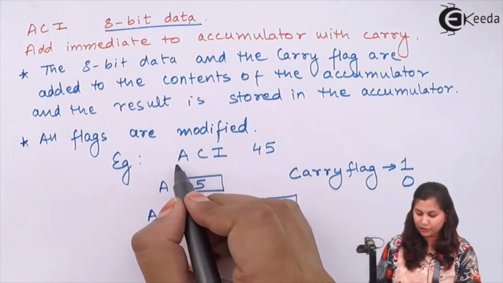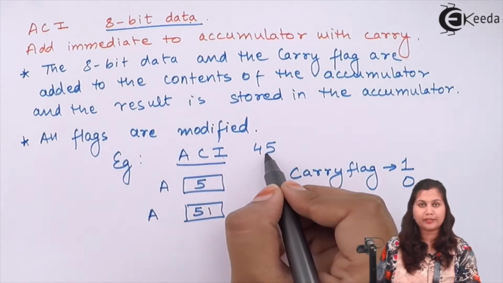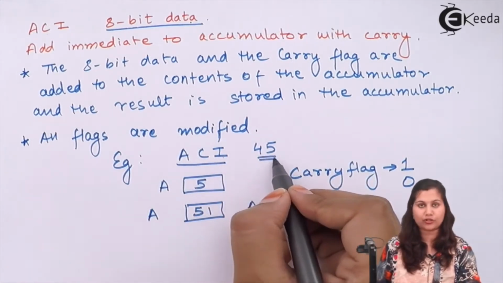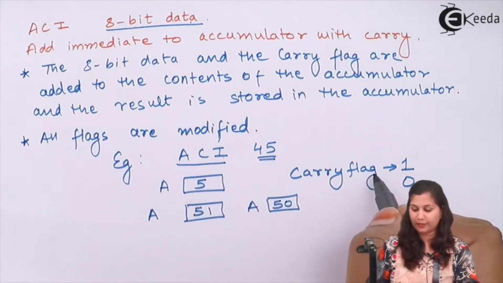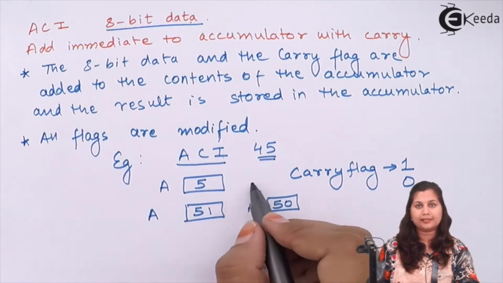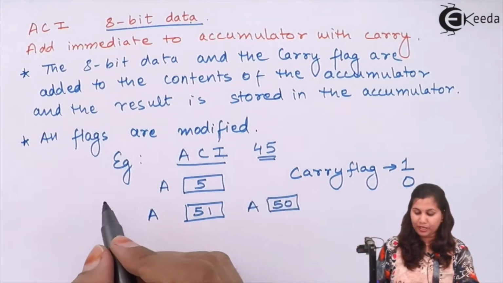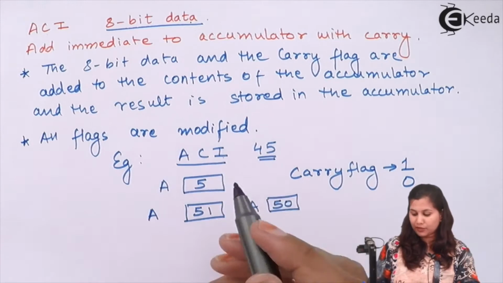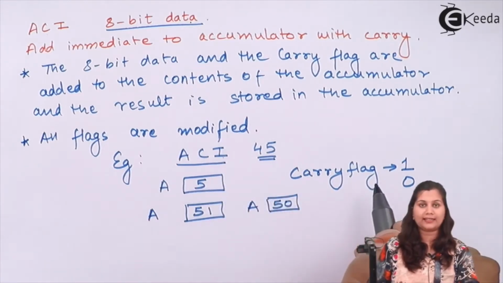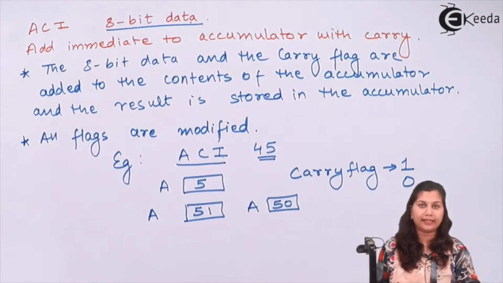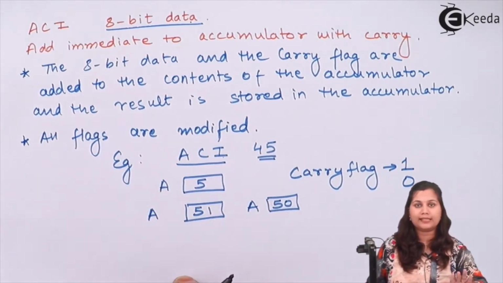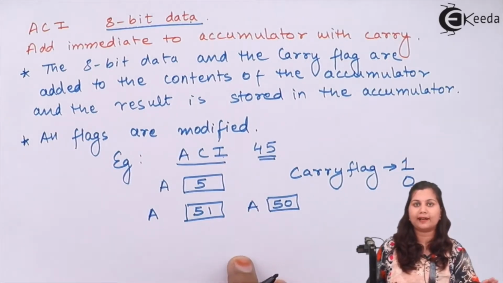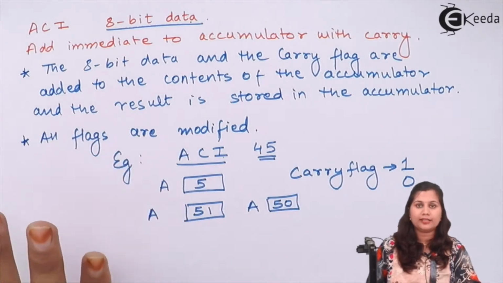So this instruction ACI is adding the immediate data which is in the instruction to the contents of the accumulator and the carry flag. All three are added up, and the result is stored in the accumulator. Flags are also modified. If, suppose, after the addition any carry is generated, then the carry flag is modified, and if the result is 0, then the zero flag is set. Sign, parity, auxiliary carry, all the 5 flags are modified during this instruction.